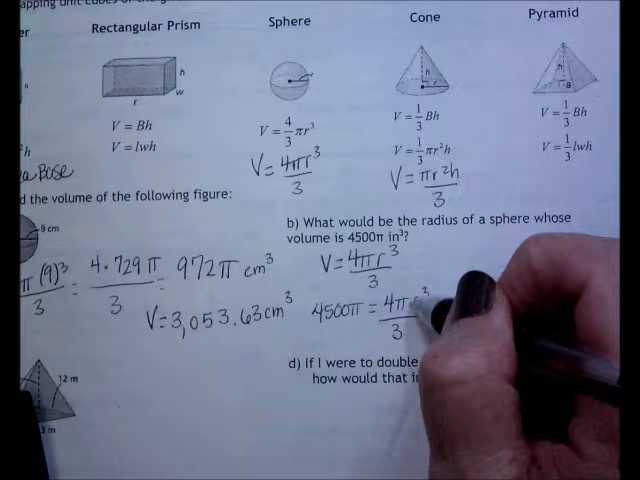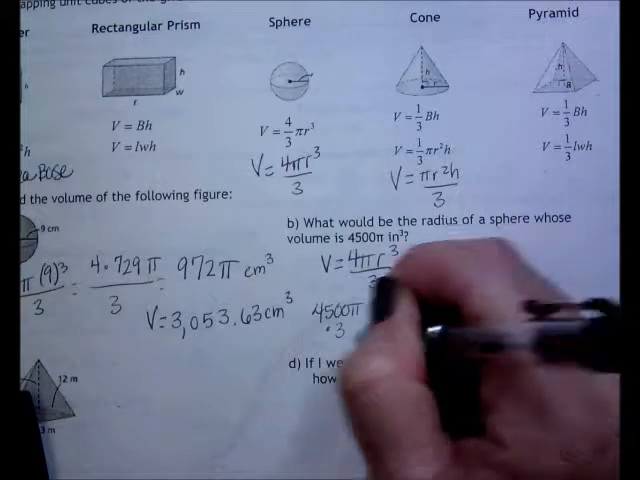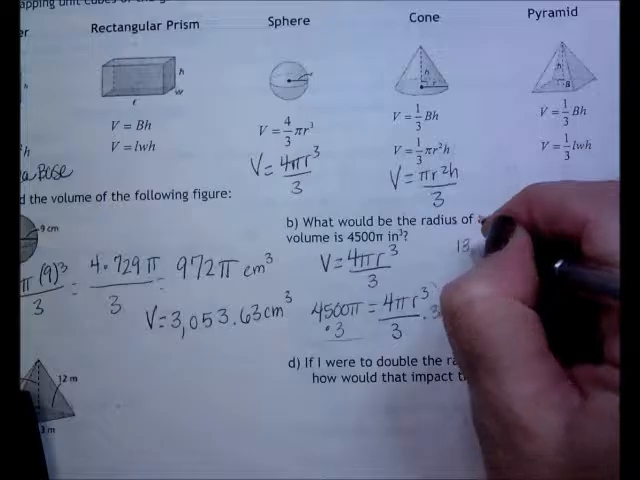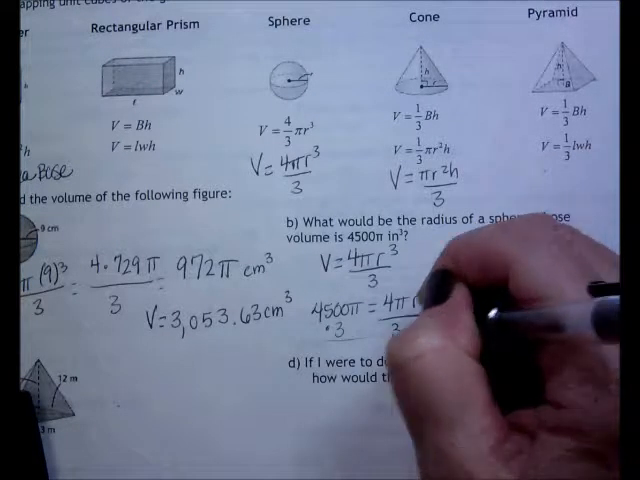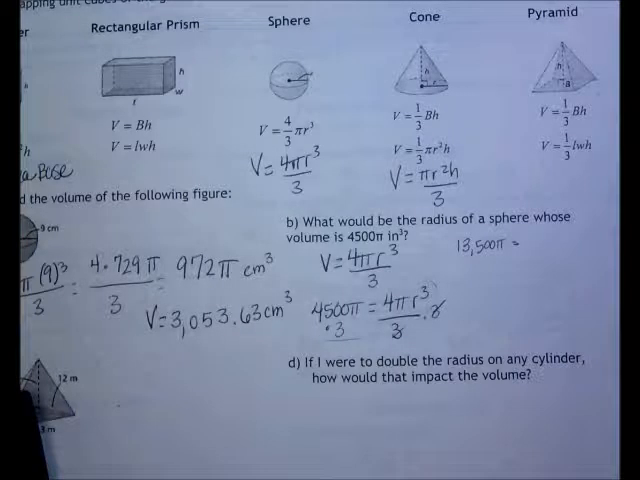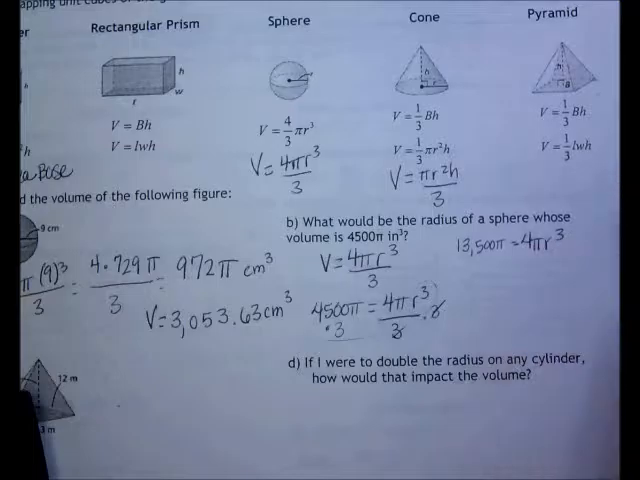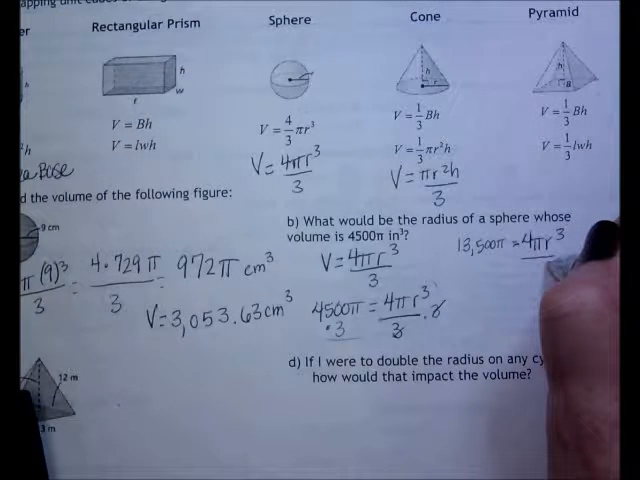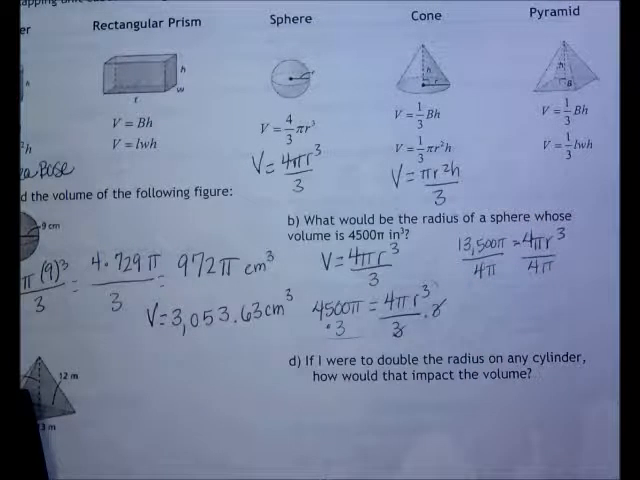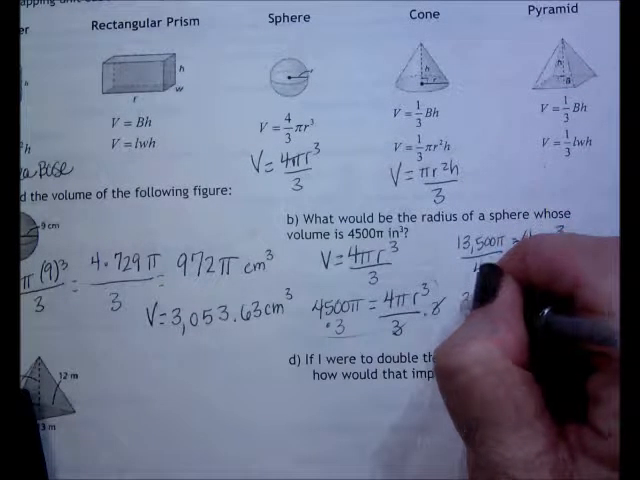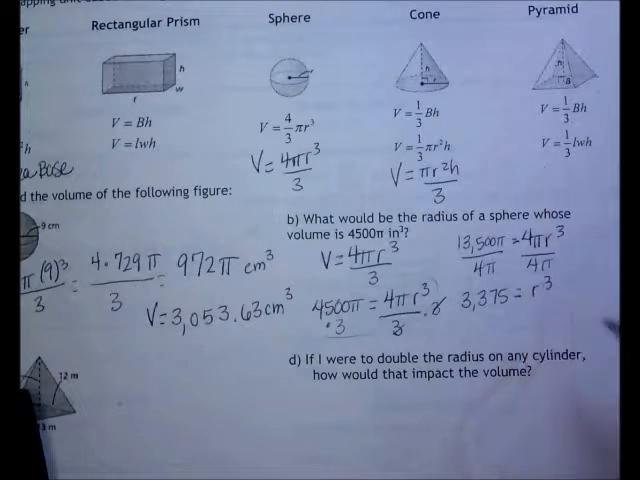So to isolate r, in this case I have to multiply both sides of the equation by 3, and that's equal to 13,500 pi, and you are able to divide out the 3. 3 divided by 3 is 1, so it's equal to 4 pi r cubed. Now I want to undo multiplying by 4 pi, so I divide both sides by 4 pi, and I'm left with 3,375 is equal to r cubed.